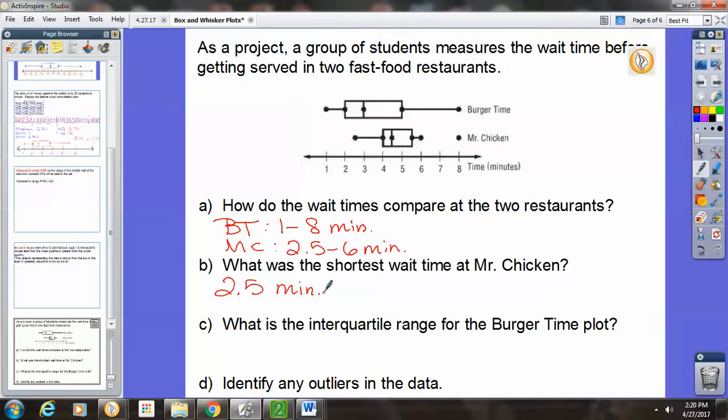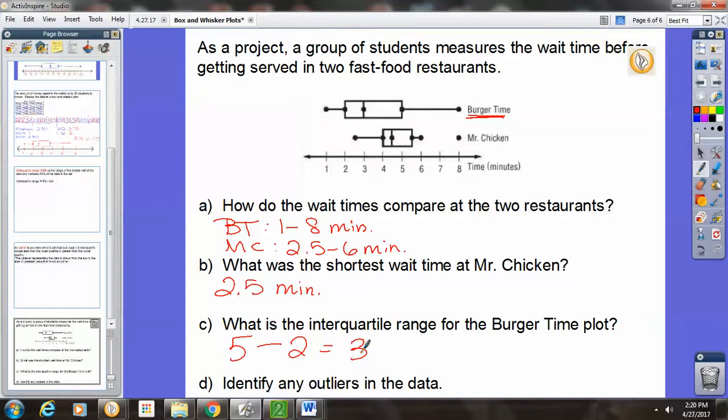So interquartile range is upper quartile minus lower quartile. For Burger Time, this one here, where's the upper quartile? 5 minus the lower quartile. 5 minus 2 is 3. Well, interquartile range is 3.